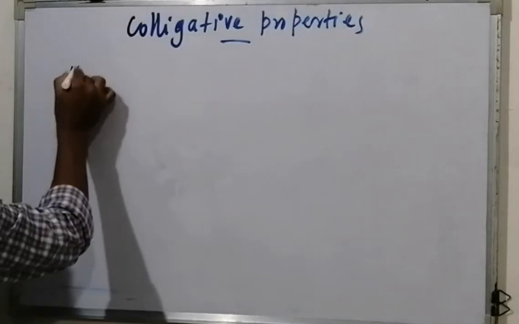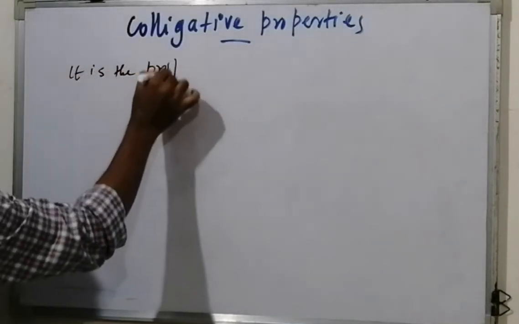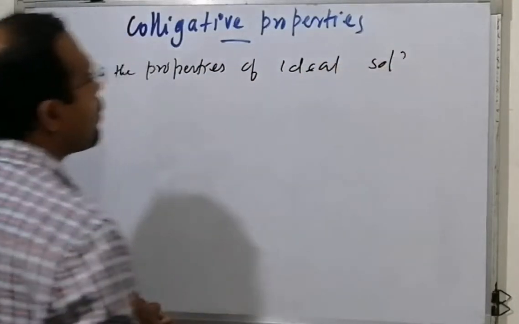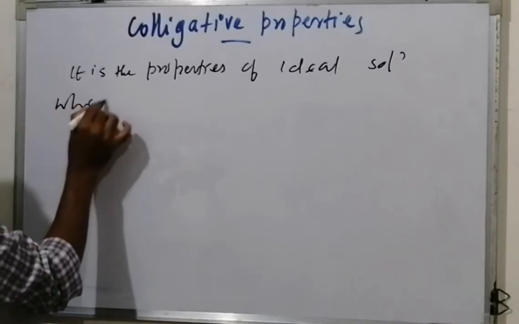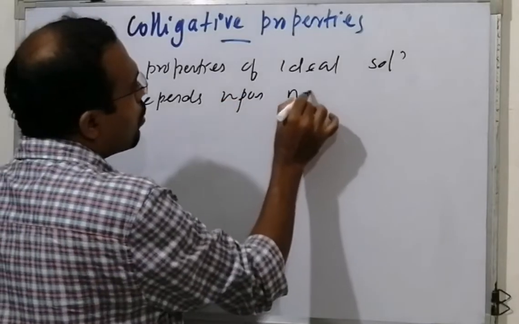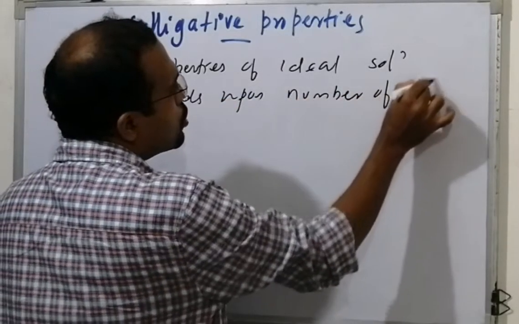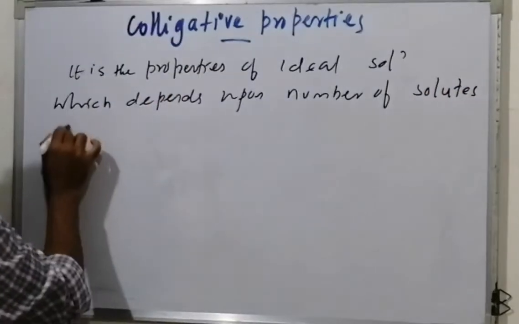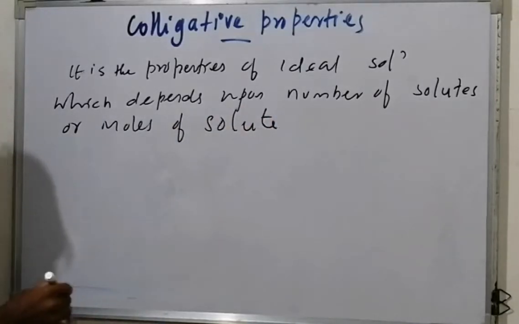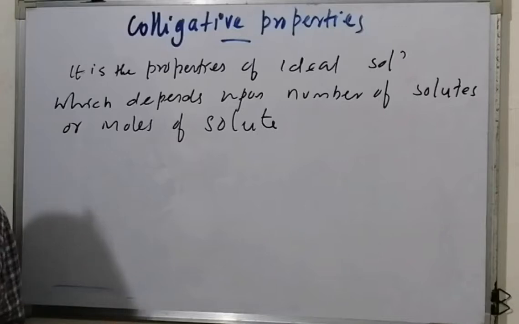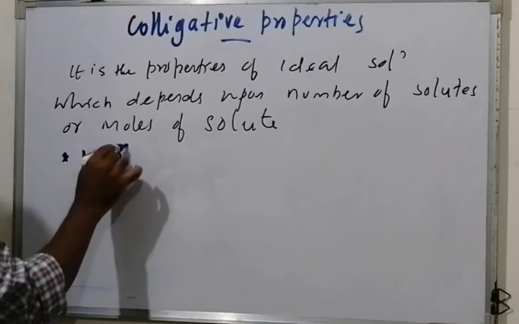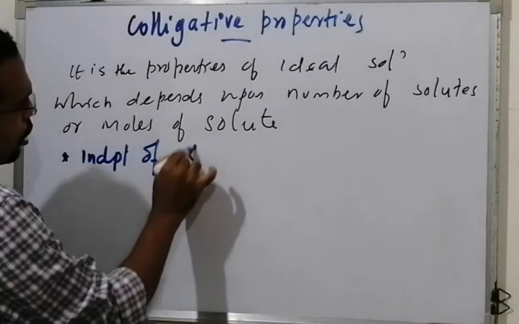It is the property of an ideal solution which depends upon the number of solutes or moles of solute. Properties which depend upon the number of solutes or moles of solute. Therefore, it is independent of the nature of solute.